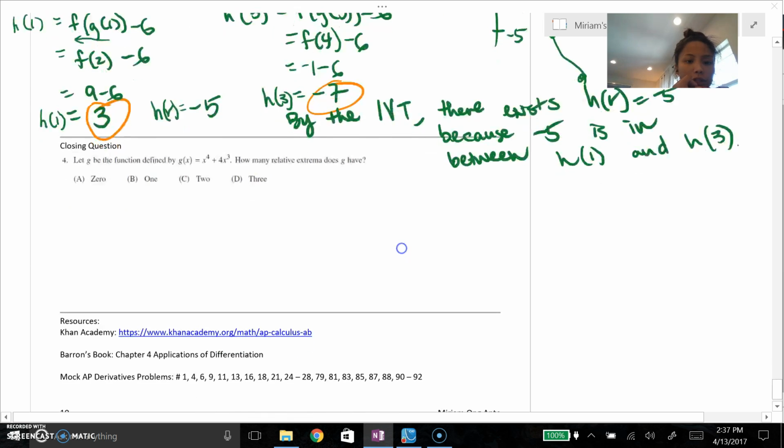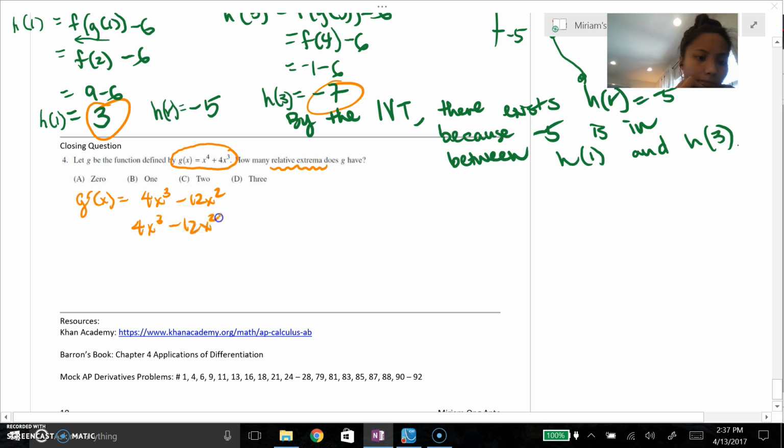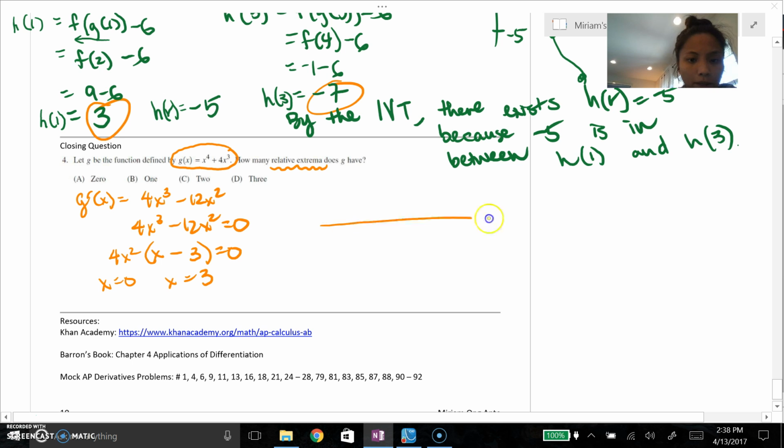Okay, for the closing question, you have the function. They want relative extrema. So get the derivative, which is 4x to the third minus 12x squared. Set it equal to 0. Factor out 4x squared, you're left with x minus 3. You get x equals 0 and x equals 3. So you have two possibilities right now, but you still have to check 0 and 3.